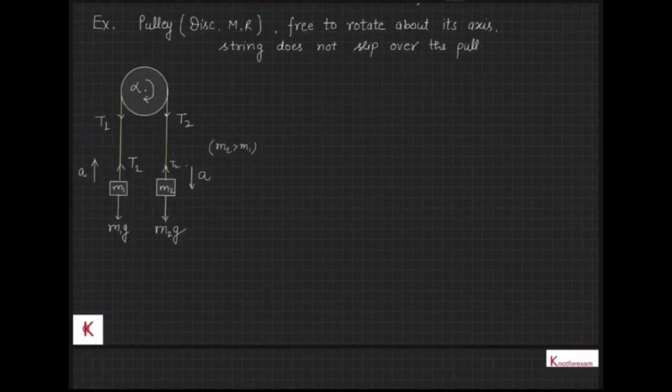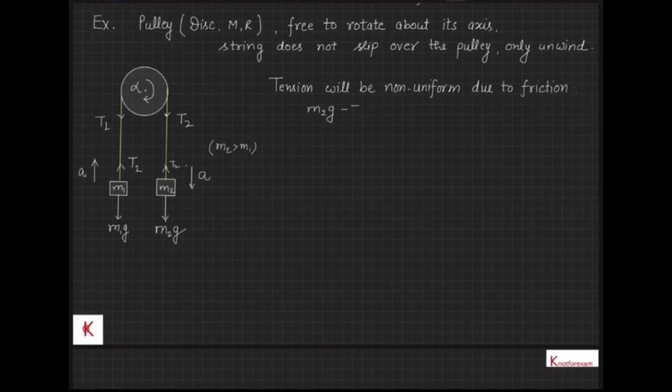Two masses m1 and m2 are attached by a string, and the string does not slip over the pulley, only unwinds. If m2 is greater than m1, then m2 will go down and m1 will move upward. Also, tension will be non-uniform due to the friction. Applying Newton's second law for mass m2, we get m2g minus T2 is equal to m2a, and applying Newton's second law for mass m1, we get T1 minus m1g is equal to m1a.